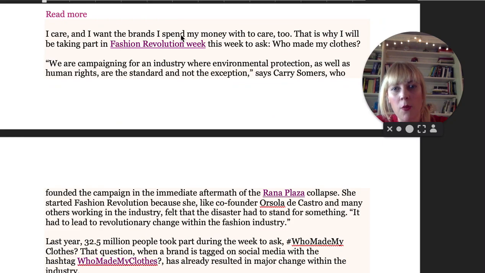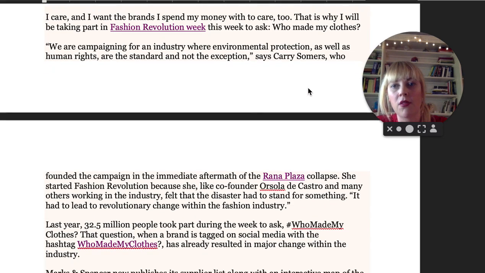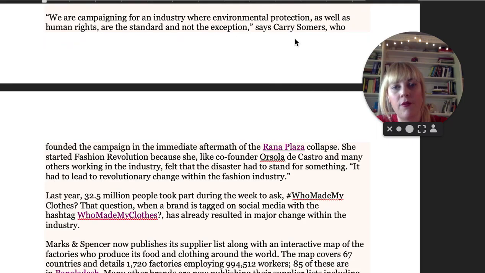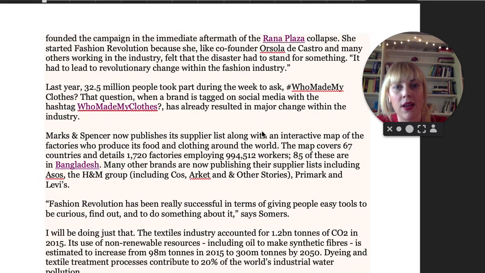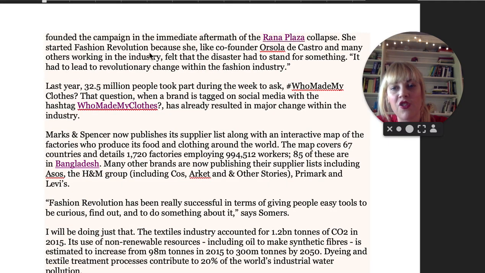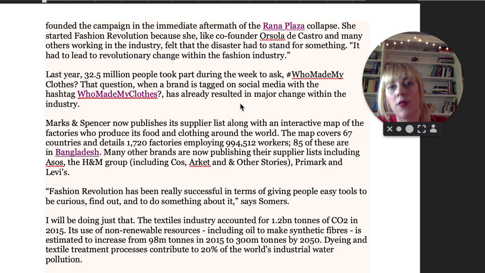I care, and I want the brands I spend my money with to care too. This is why I will be taking part in Fashion Revolution Week this week to ask, who made my clothes? We are campaigning for an industry where environmental protection as well as human rights are the standard and not the exception, says Carrie Summers, who founded the campaign in the immediate aftermath of the Rana Plaza collapse. She started Fashion Revolution because she, like co-founder Ursula de Castro and many others working in the industry, felt that the disaster had to stand for something. It had to lead to revolutionary change within the fashion industry.